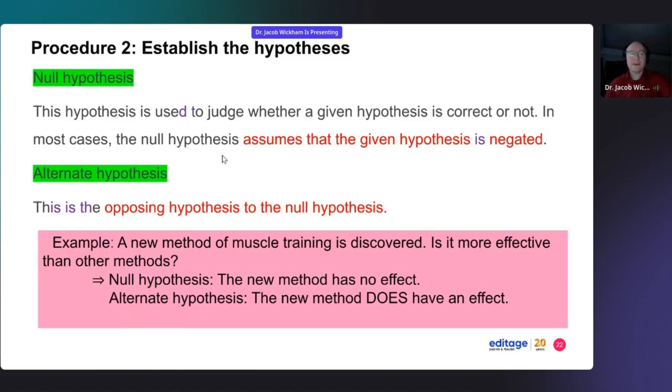And then you have an alternative hypothesis, which is the opposing hypothesis to the null hypothesis. And if you accept the alternative hypothesis, you say there is a difference between these two groups that you're comparing. So in the end, whether it's a medical paper or a biology paper, your null hypothesis is the new method has no effect, and the alternative hypothesis is the new method does have an effect. And this is a research question in medicine down here. A new method of muscle training is discovered. Is it more effective than other methods? So the null hypothesis is it has no effect, and the alternative hypothesis is it has an effect.